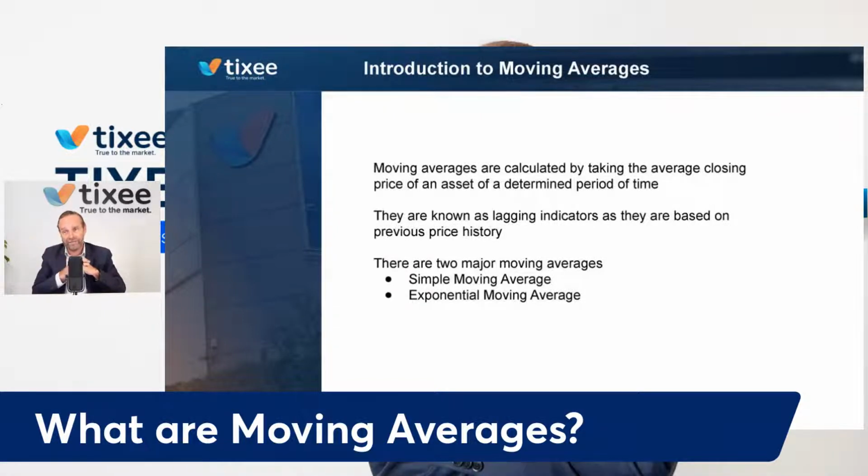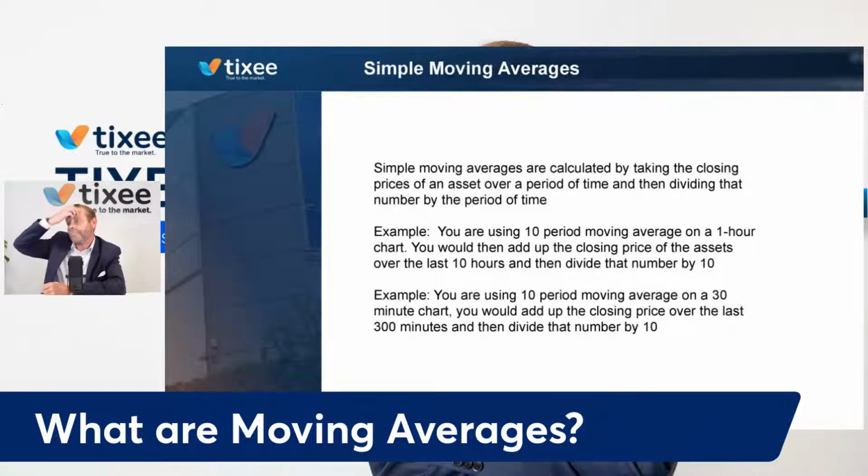For the sake of this broadcast today, because this is just an introduction and not a full-blown education on moving averages, because there's a lot to cover, we're just going to discuss simple moving averages today. Simple moving averages are calculated by taking the closing price of an asset over a period of time and then dividing that number by the period of time. To give you an example.